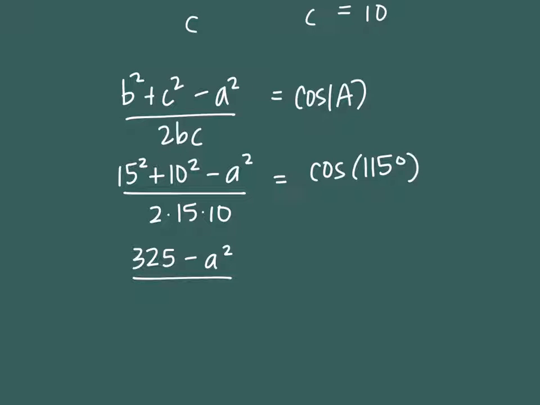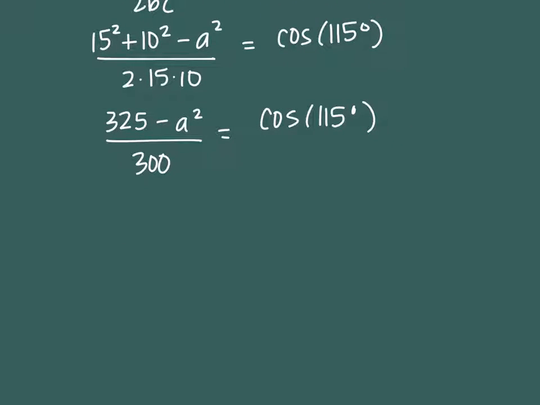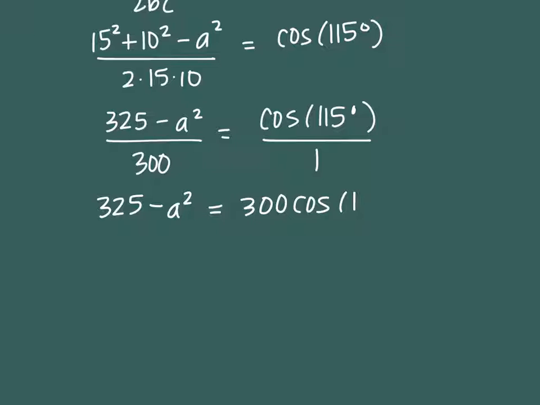Over, and now I can do 2 times 15, which is 30, times 10, which is 300, equals cos of 115. Now I'm not going to use inverse this time because I want to get A by itself. So what kind of problem does this look like? I'm going to drop a 1 under here, and I'm going to cross multiply. Cross multiplying by 1 is easy. Okay, so I'll cross multiply by 1, and I'll cross multiply the other way. So I'll have 325 minus A squared equals 300 times cos 115.